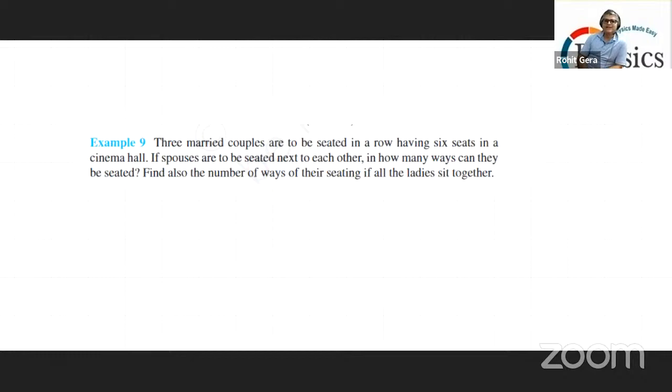If all the ladies sit together, then men also sit together. So 2 bundles are available, ladies bundle and men bundle. So 2 factorial is because of 2 bundles, and then the 3 ladies can sit among themselves as 3 factorial, and men can also sit like 3 factorial. So 2 factorial into 3 factorial into 3 factorial.